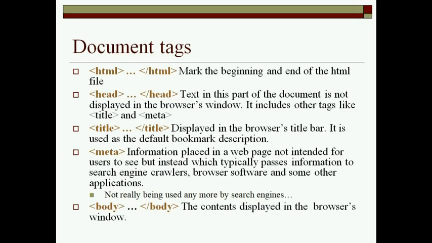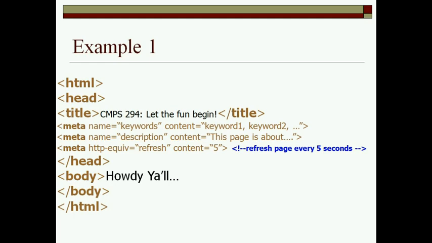Meta tags specify information that is placed in a web page which is not intended for the users to see, but instead typically passes information to a search engine or to the browser software and other applications. For example, there might be a meta tag specifying what kind of information this website contains. And here's an example. These are meta tags.